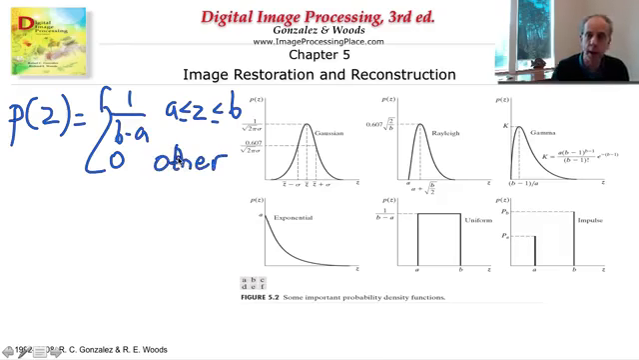So I'm going to write other. Basically, you're outside of the interval. So uniform inside the interval, 0 outside of the interval. So let me ask you a question. What's the average for this noise?